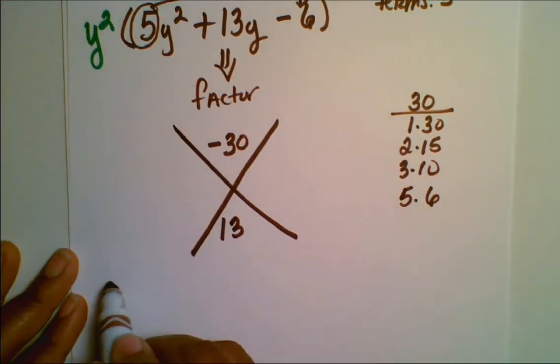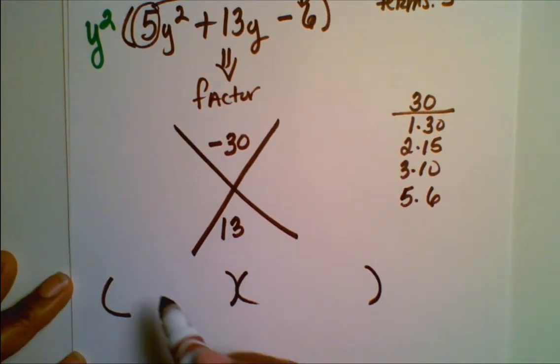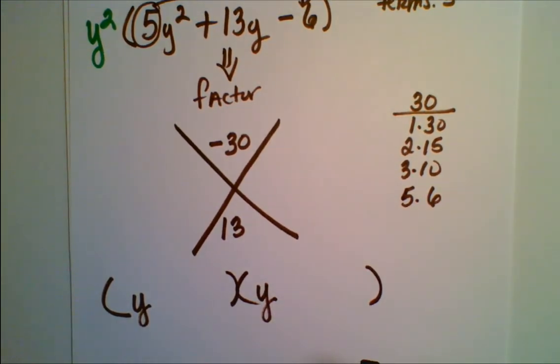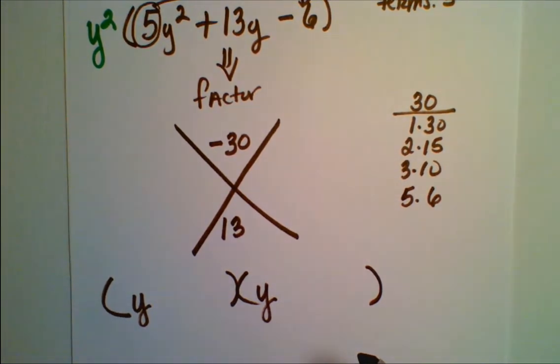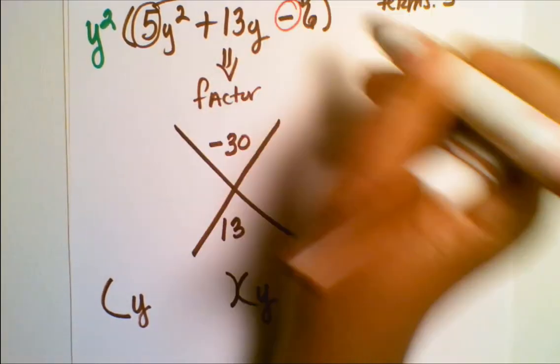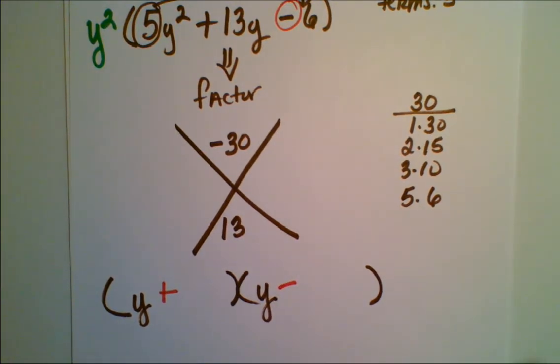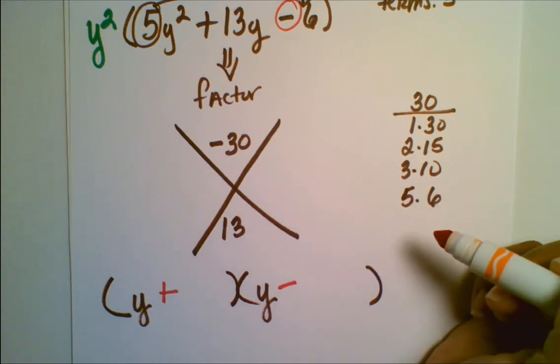Set up our template. Let's add our variables. Don't worry about the y squared that we factored out at the beginning. We'll include that in our final answer. Let's just focus on the trinomial. The sign of the last term is negative. Therefore, we're going to have opposite signs. So, which set of factors will we use where we put an opposite sign? The signs are going to be different. When we add, would give us positive 13.